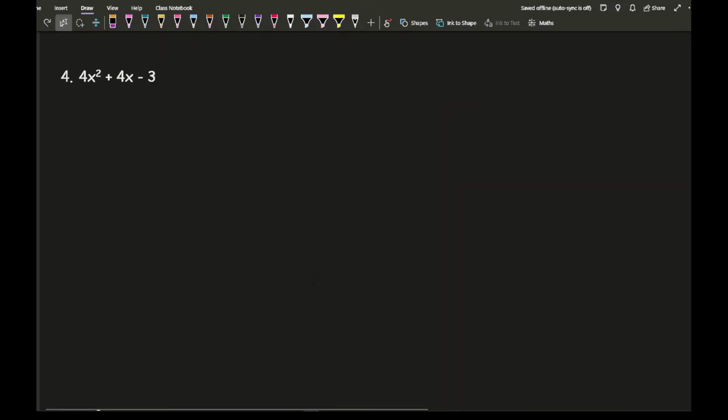Then moving on to question 4. So again, what we want to do is double check to make sure that there is no common factor to start with. So there's no common factor between 4, 4 and 3. So unfortunately it's that 3 that's spoiling things.